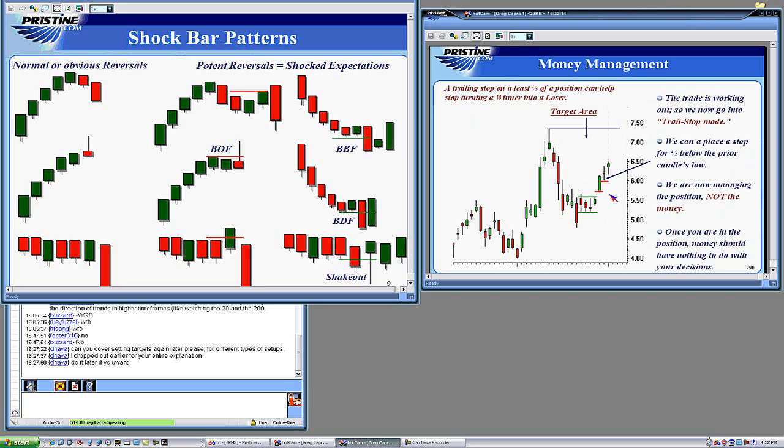And now as it's moving up, you start trailing. You start trailing prior bar's lows. Right? If it takes out one, you'll sell half of the position. And it says you're now managing that position, right? Which is managing money. But the idea here is that you're not thinking about the money, or you shouldn't be thinking about the money. You're following your trading plan at this point.